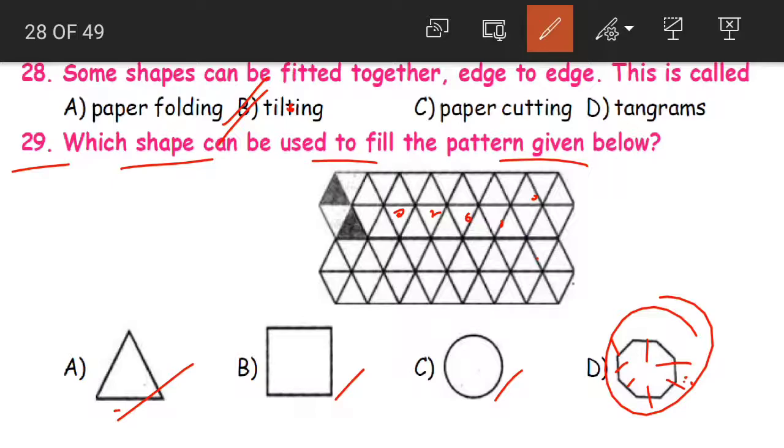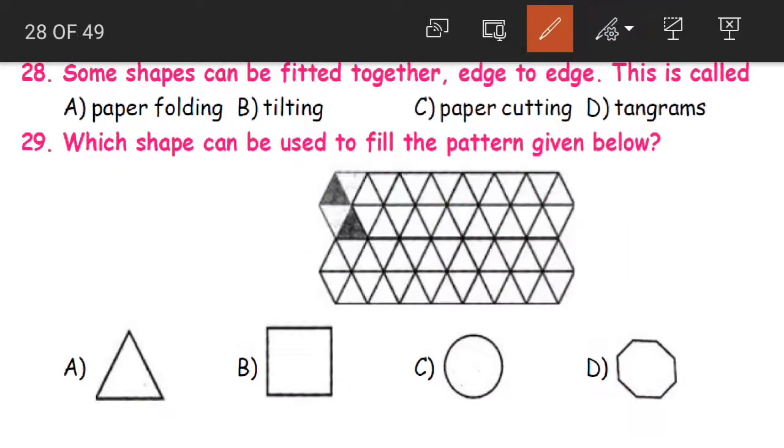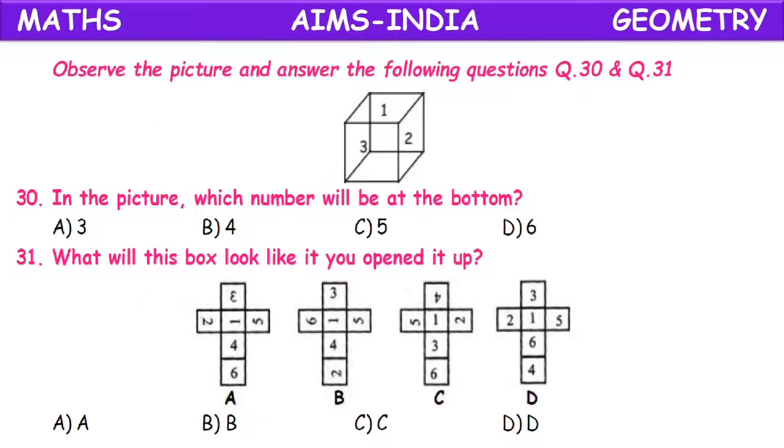Now from these, which can be used? Just by looking we can say that it is option A, triangle. Yes, this shape here is similar to that of a triangle. So we can use our triangle to fill the given pattern. Question 30. Observe the picture given and answer the questions 30 and 31.